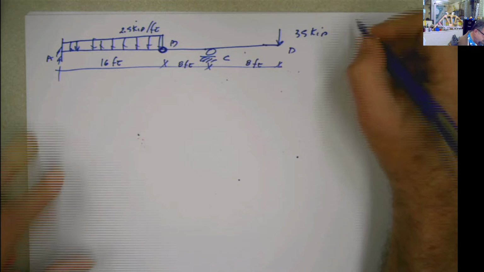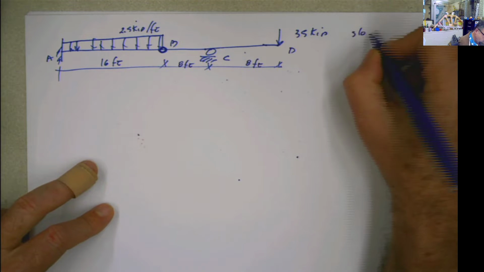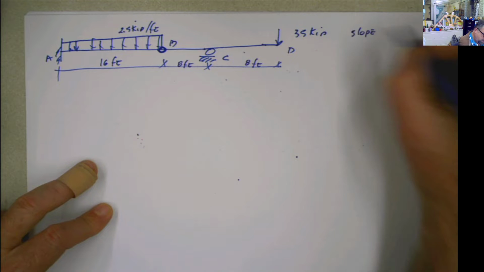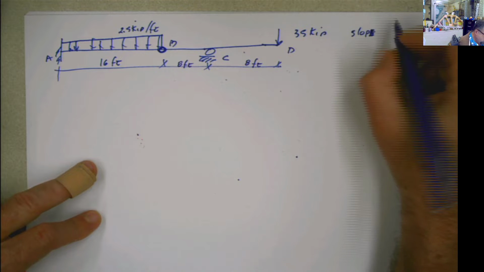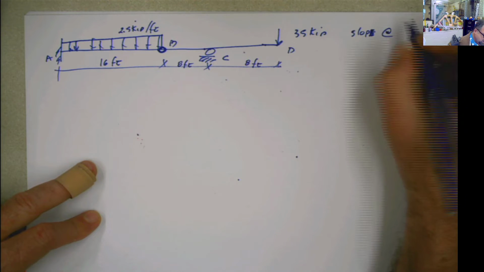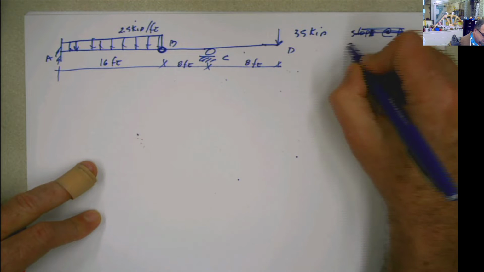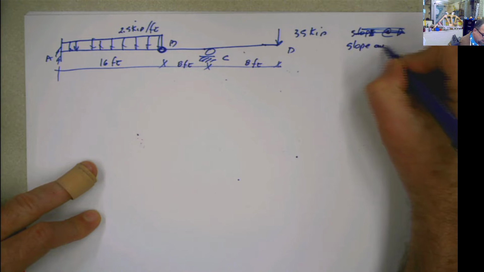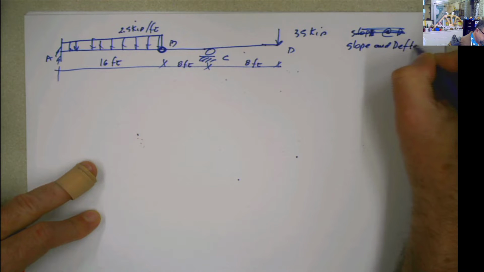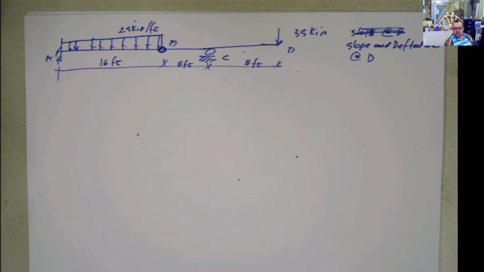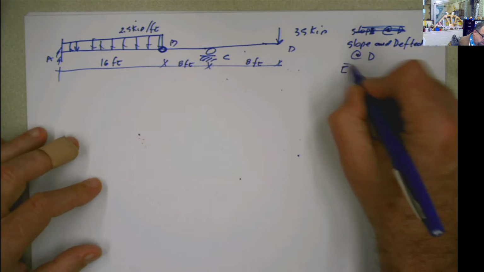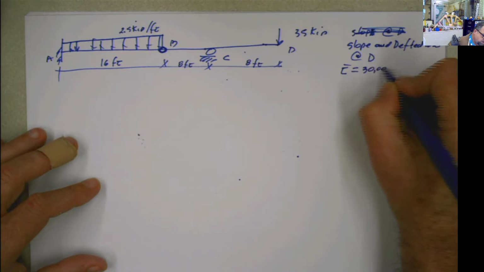What is the question? The question is, find the slope and deflection at D. You can calculate it at any point, but for this particular problem, we are interested in calculating at D. And we are going to assume that E is constant and is 30,000 KSI.